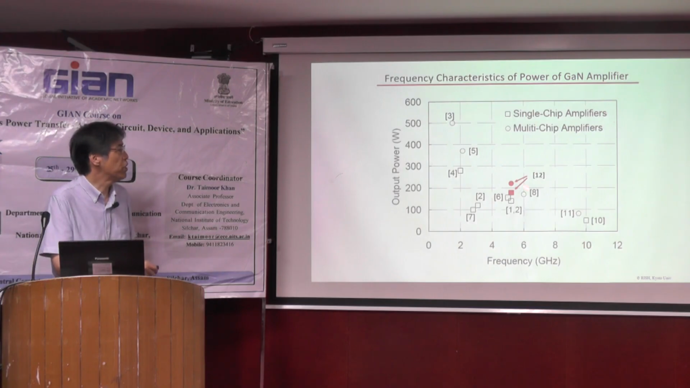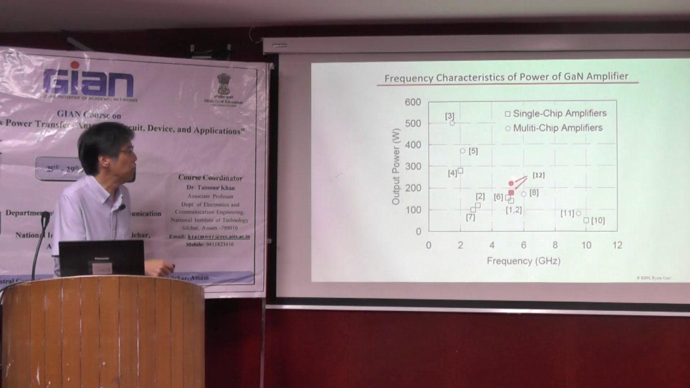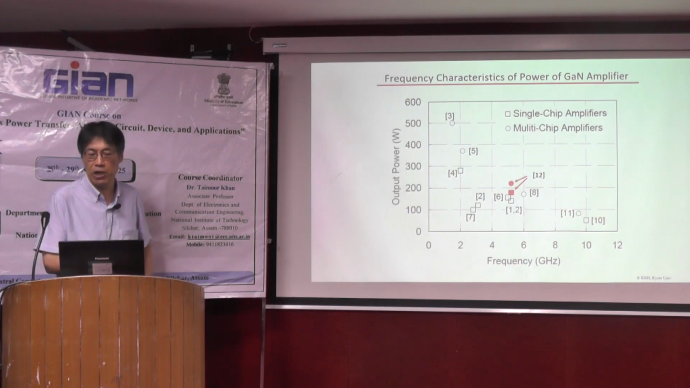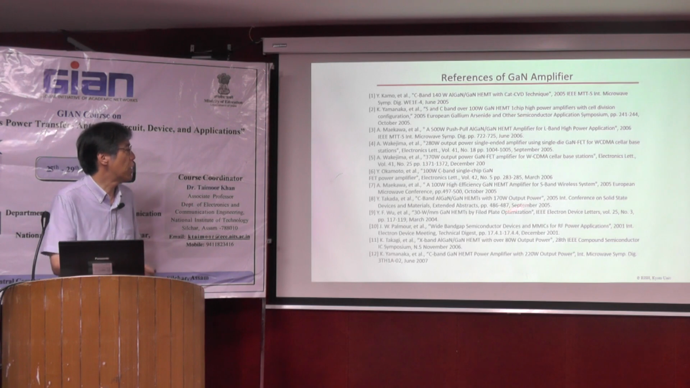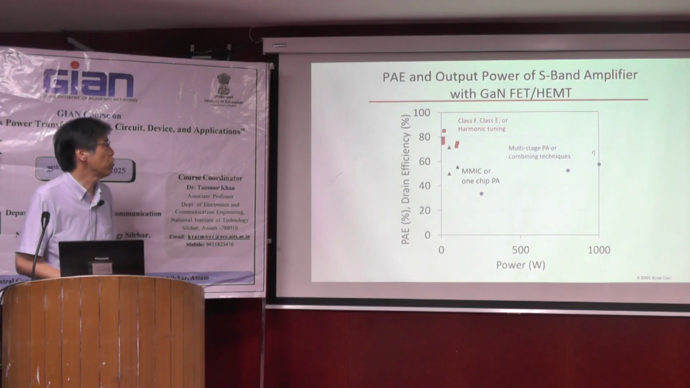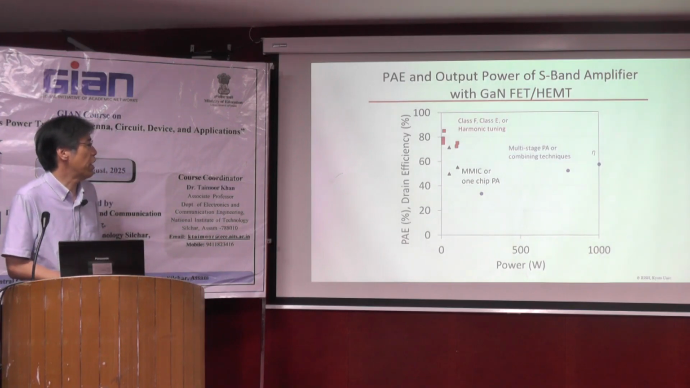And when we increase the frequency, of course, it's a natural phenomenon: power decreases. But around 10 GHz, we now have approximately 100 watt output power amplifiers here. And these are papers. If you are interested, please check IEEE Xplore. And this is the viewpoint classification of the gallium nitride amplifier.